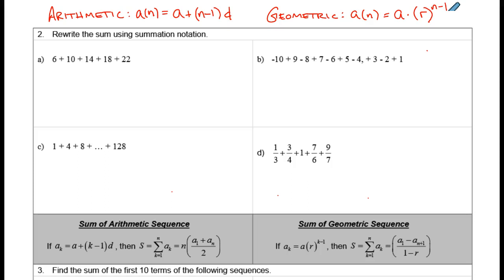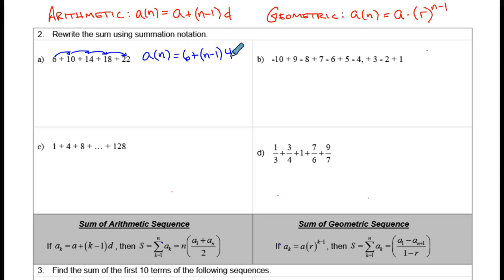It says rewrite the sum using summation notation. So take a look at this first one. What I see is plus 4, plus 4, plus 4, plus 4. So that tells me I have an arithmetic sequence with a first term of 6 plus n minus 1 times the common difference of 4.